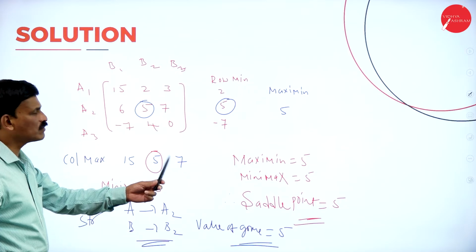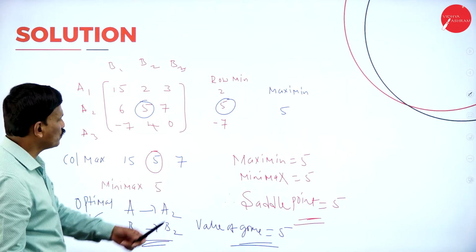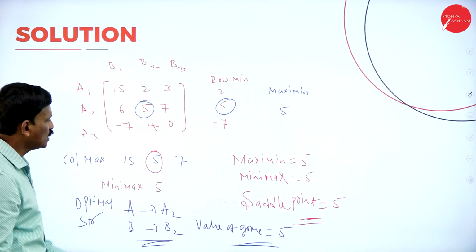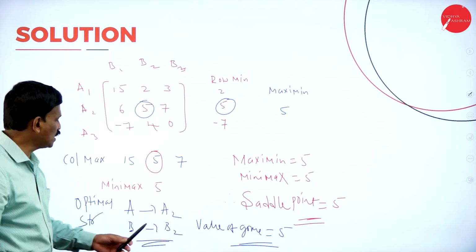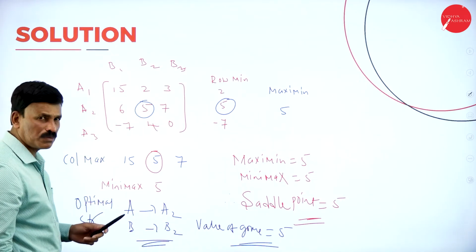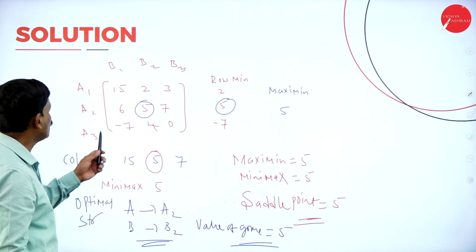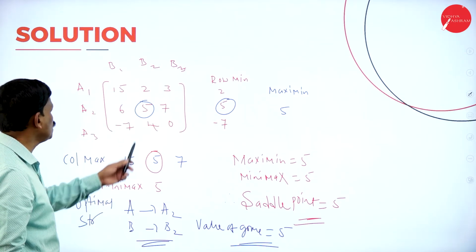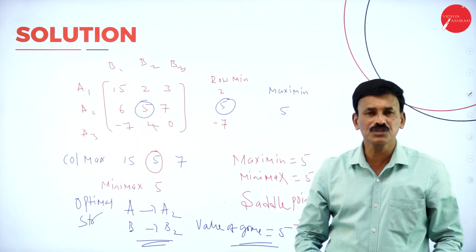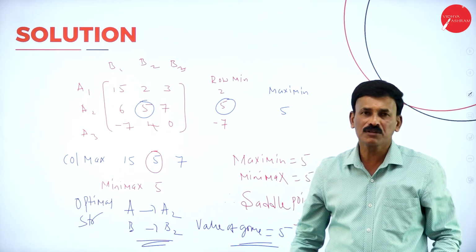So maximin is 5, minimax is equal to 5. Therefore, the saddle point is equal to 5. That means the value of the game is 5 here. And therefore, A2 is the optimal strategy for A, and the optimal strategy for player B is B2. This is how we are going to solve. This is the method to solve the given problem.